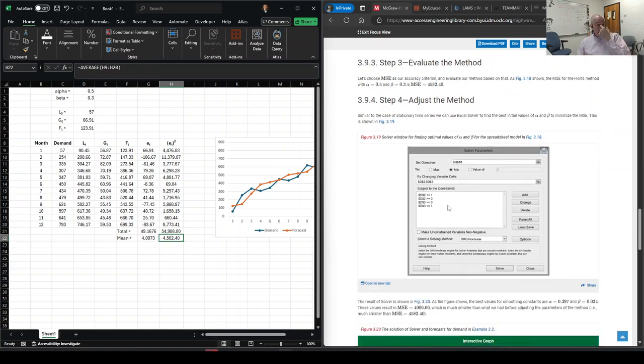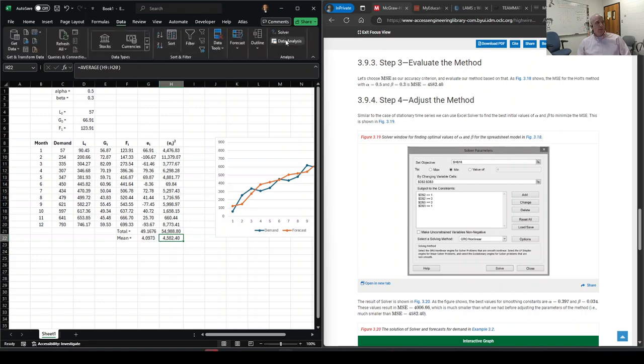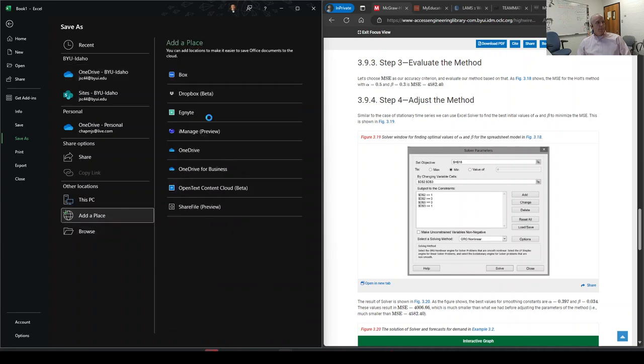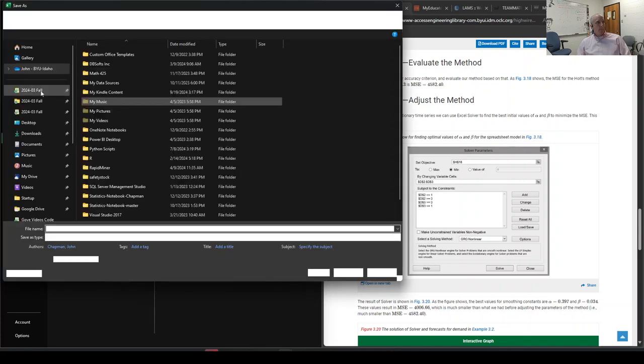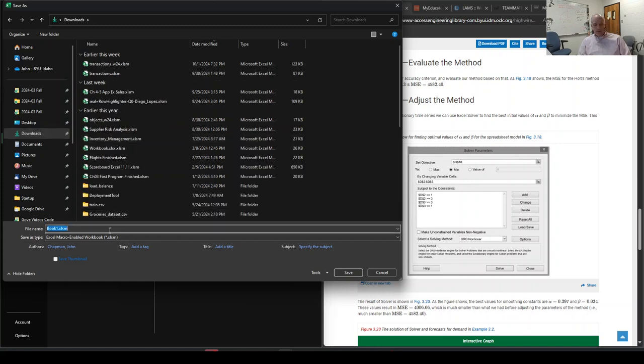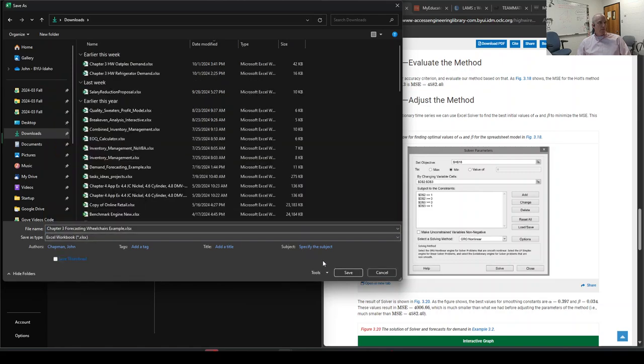And we have to put the constraints in there. We have to identify what cells we're going to change, and make sure that we're using the nonlinear solving method. So let's do that. So I'll go to my data tab. Let's see, I just noticed my file is not saved. Let me go ahead and save this. And I'll save this as chapter 3, wheelchairs example.